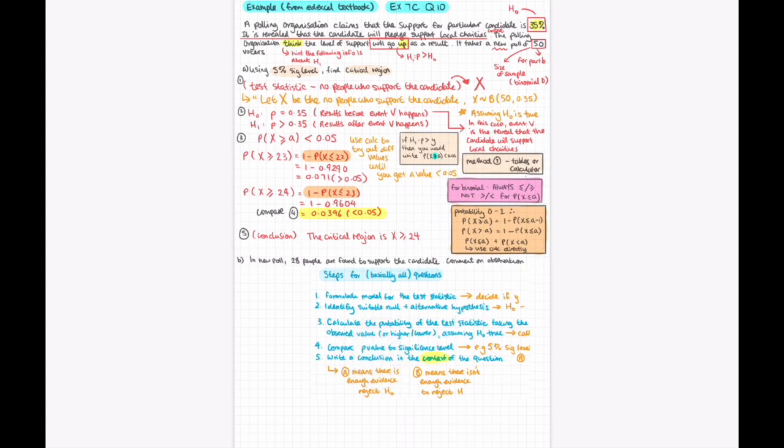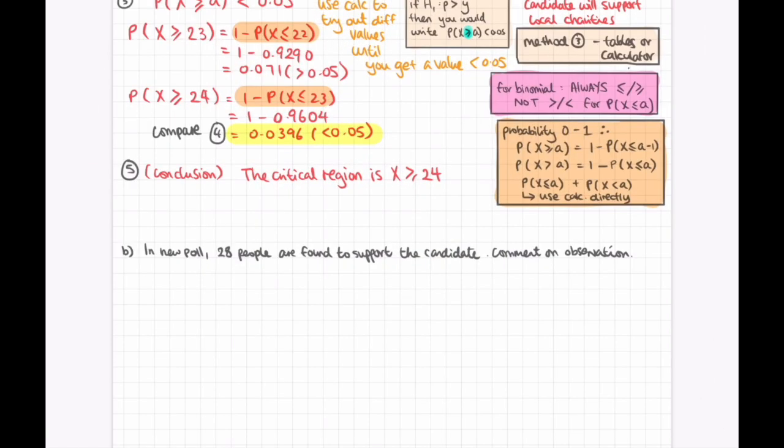In a new poll, 28 people are found to support the candidate. Now comment. So 28 people are found, and we are asked to comment on this one. So every time you say comment, then you can see that it's likely to relate to part A.